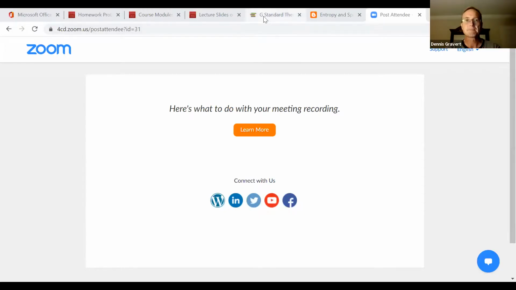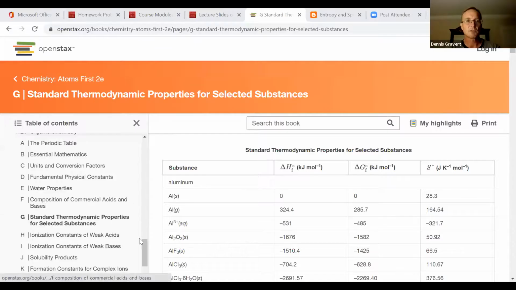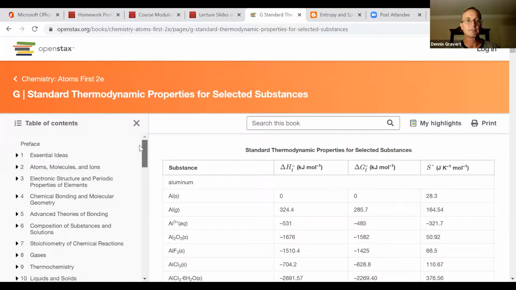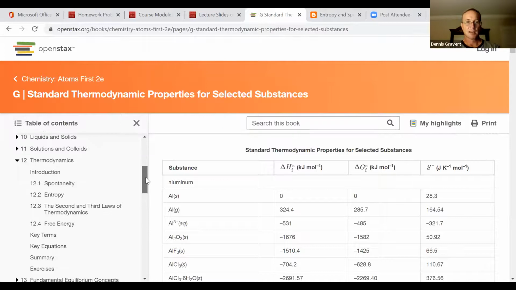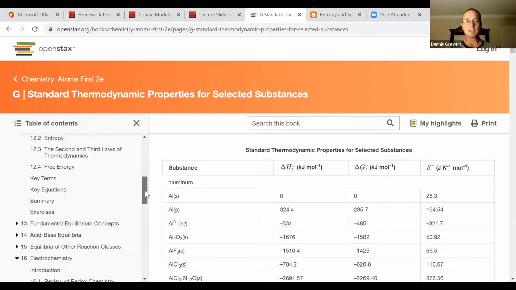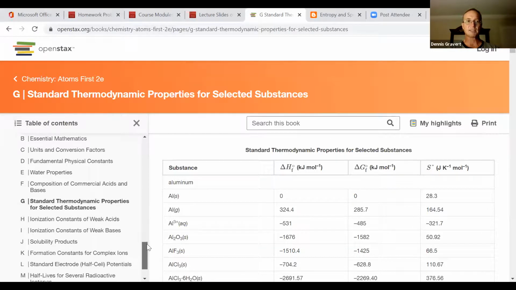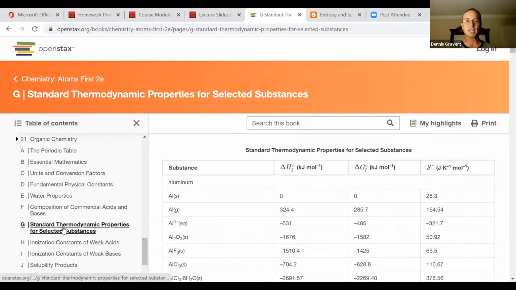Where did I hide it? Here. Let me make sure that you're seeing the screen. So in your textbook, over here in the table of contents, we're dealing with chapter 12, thermodynamics, but if you go to the end of your table of contents, you get the appendices, appendix G, standard thermodynamic properties, and here's heat of formation, the free energy of formation, and your standard entropy for doing all those Hess's law calculations. So you can look up values here. Very cool.